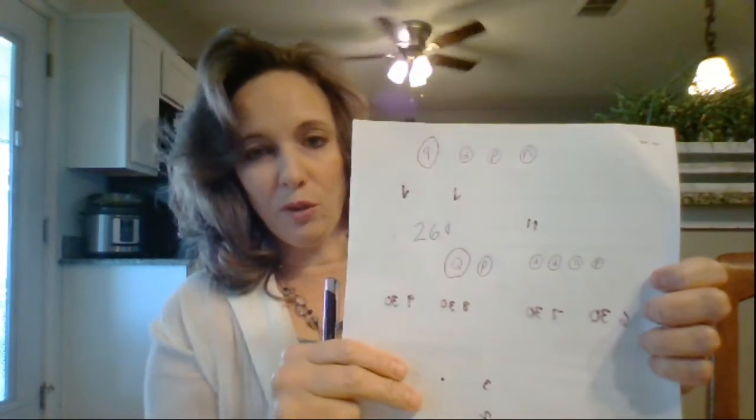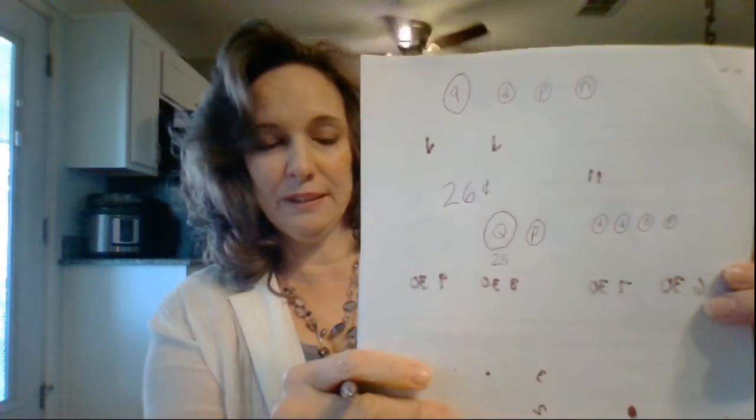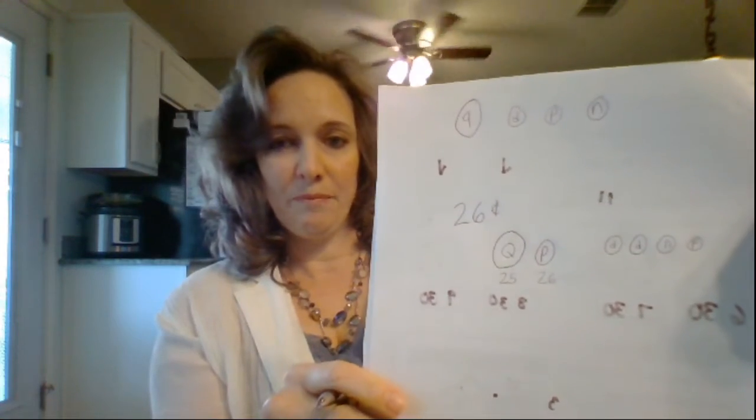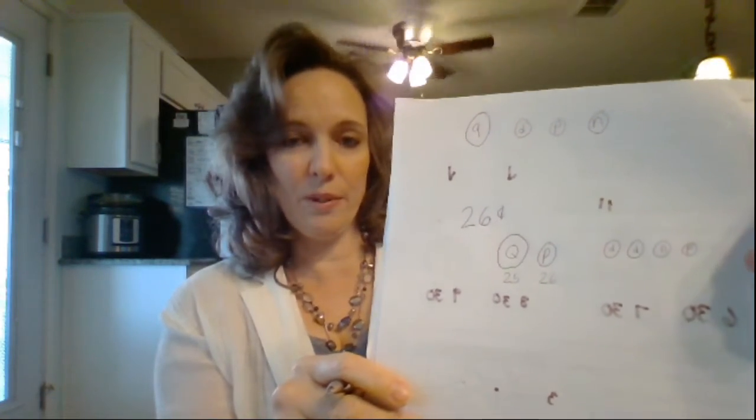so a quarter's worth what? 25. Well, we've got to get from 25 to 26, so we could add a penny, and that'd be 26 cents. Now, how many coins does it take to do that? It took us 2 coins. That's the fastest way to do it.